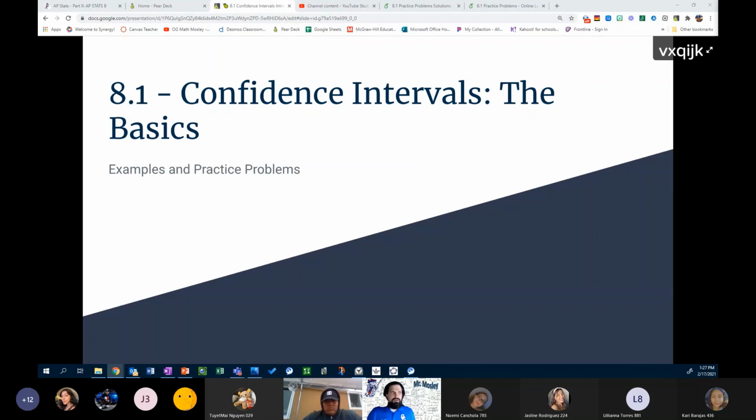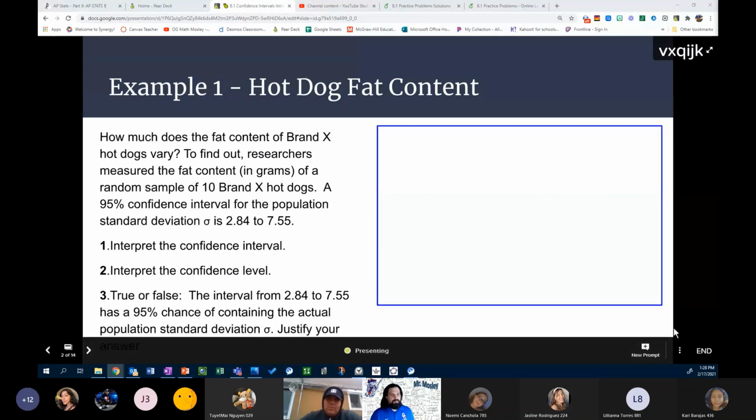All right, so here we are. We are in 8.1, confidence intervals, the basics. Examples and practice problems. Hooray. So first, we're just going to look at an example, all right, about hot dog fat content.